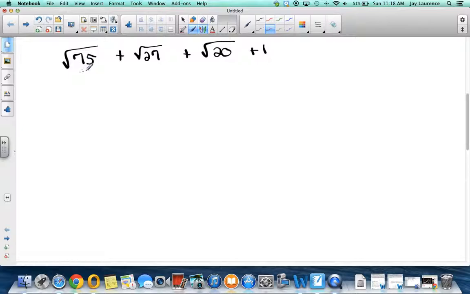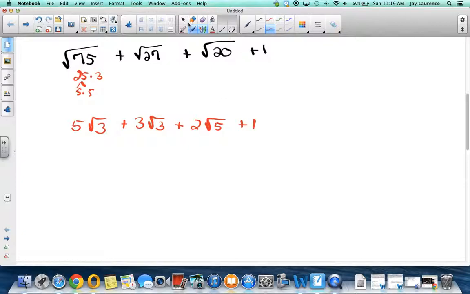Let's break down rad 75. I know 25 is going to go in there. 25 times 3, and that's going to be 5 times 5. Now, by the way, if you can do this in your head, like I could have told you that's going to simplify to 5 rad 3, go ahead and do it, okay? Here, 27, I know 9's a perfect square. 9's going to go 3 times 3. So I bet you that's going to simplify to 3 rad 3, okay? 20 is going to simplify to 2 rad 5. You make sure you do that. Make sure I did it right. I know you'll come tell me if I had a mistake, right, Andrew? All right, and then there's a plus 1.